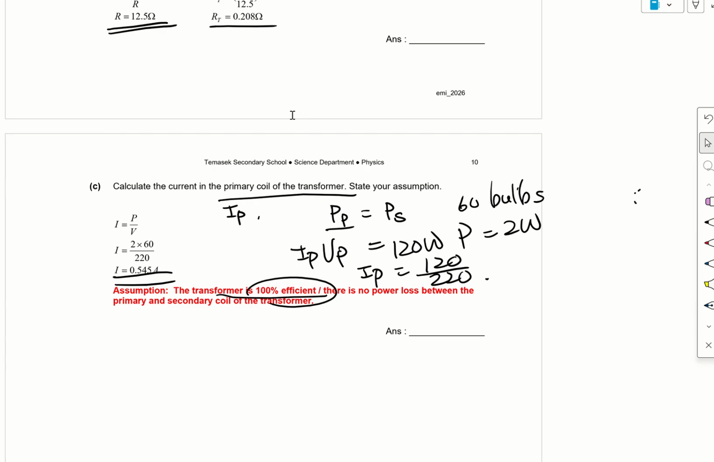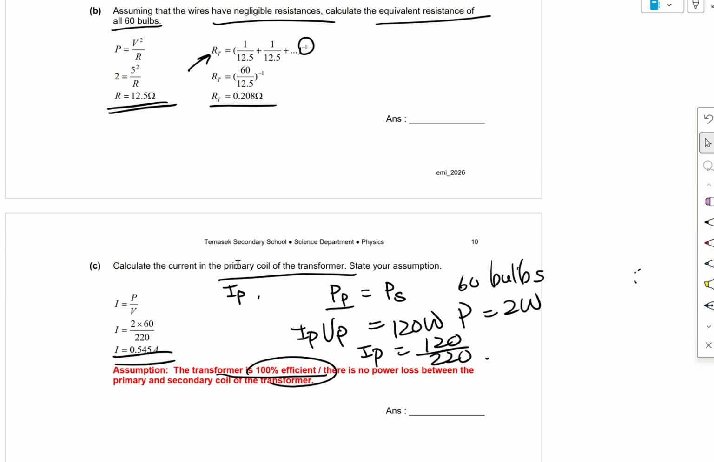Before I close, I must tell you all to really go and annotate, because even for me, sometimes I get lost. So I need to write down what is Ip, Vp, Pp, and so on and so forth, for the calculation part.